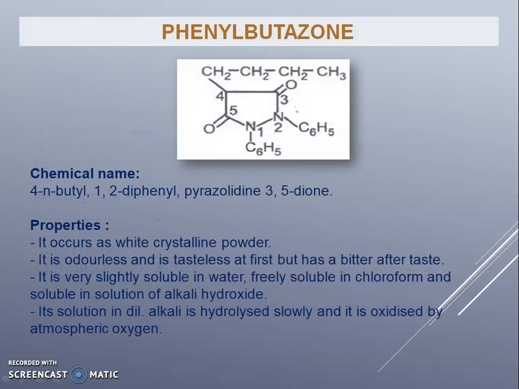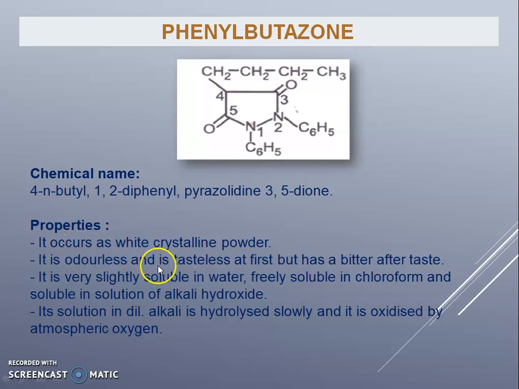Now next drug is phenylbutazone. This is the structure of phenylbutazone, in which it contains pyrazolidine as a heterocyclic ring, in which at 1 and 2 position it has 2 phenyl groups, at 4 position it has butyl group, and at 3 and 5 it has 2 oxo groups. Therefore chemical name is 4-n-butyl 1,2-diphenyl pyrazolidine 3,5-dione.